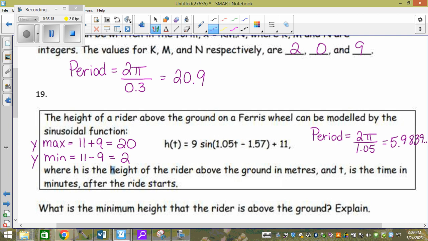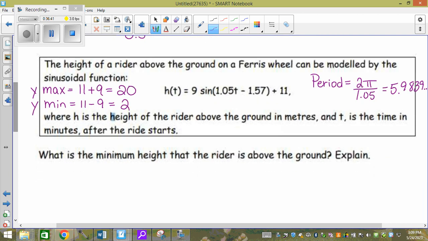5.9839. So that's how long it takes to repeat itself in minutes. So one full revolution is almost 6 minutes, right? So I'm going to make my time start at 0, and then I might make it go to 12, something like double the period. So my x min would be 0, my x max would be 12.